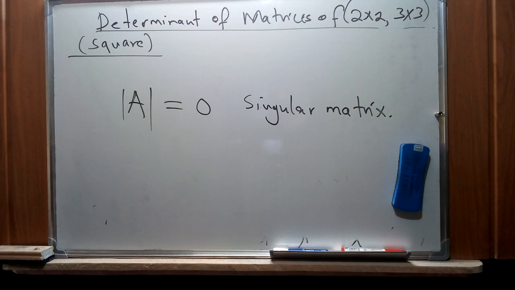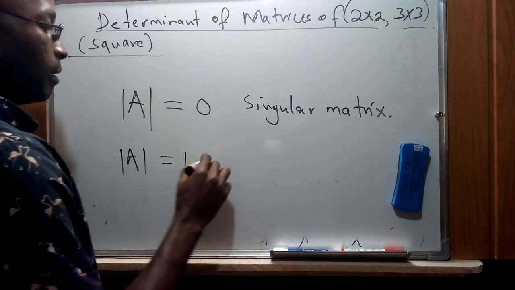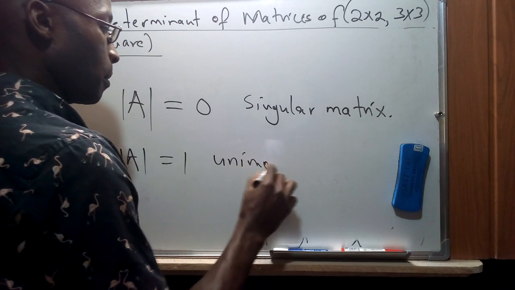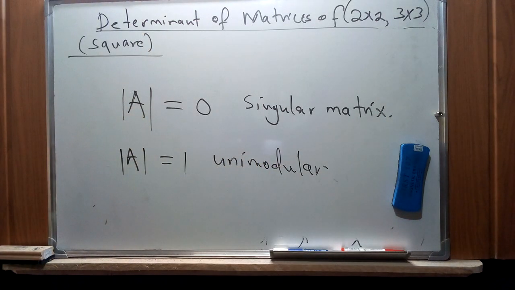So that's a statement, maybe it's going to assist us somewhere. If the determinant of a matrix is equal to 1, then the matrix is said to be unimodular. So those two statements are going to be applicable somewhere.